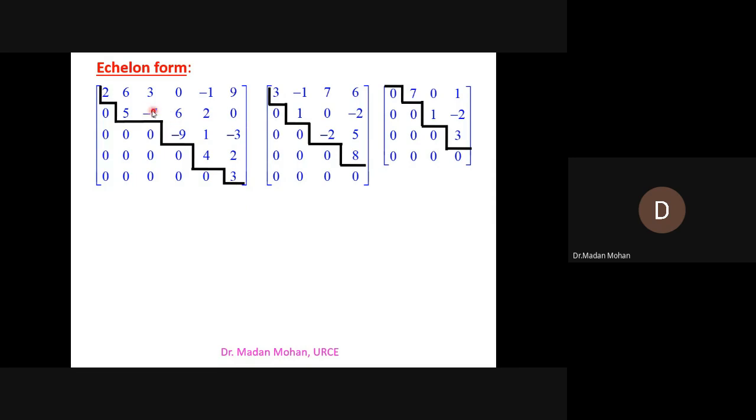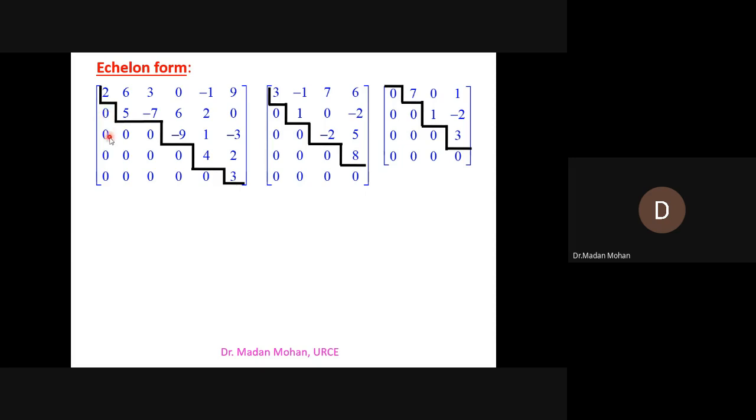preceding the first non-zero element of a row. Number of zeros preceding the first non-zero element of a row. For example, in this matrix, the second row, the first non-zero element is 5. Before it, how many zeros? I have 1 zero.